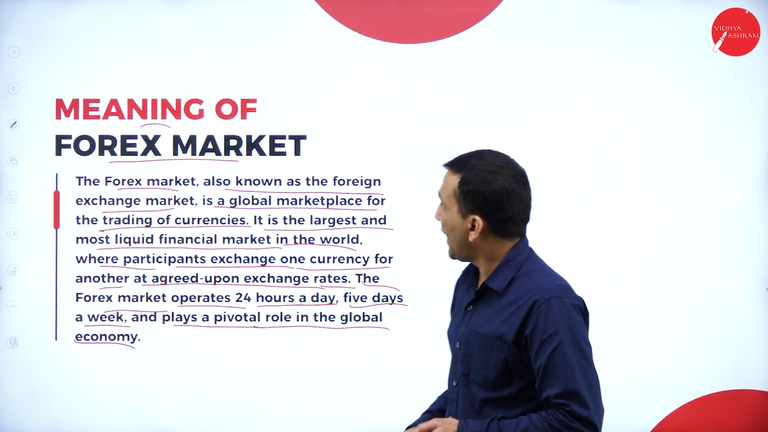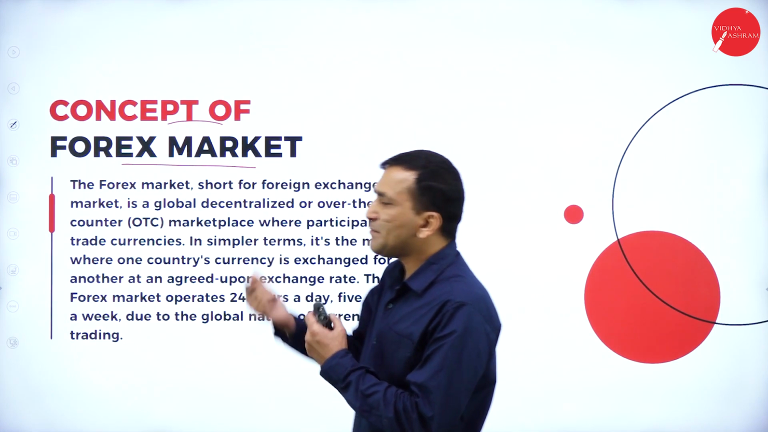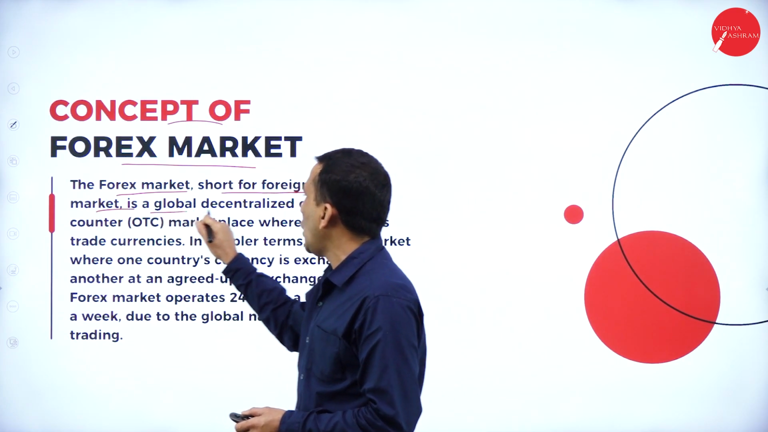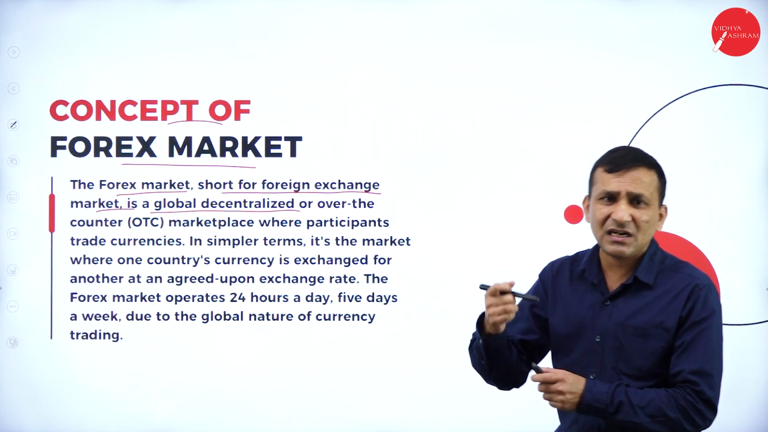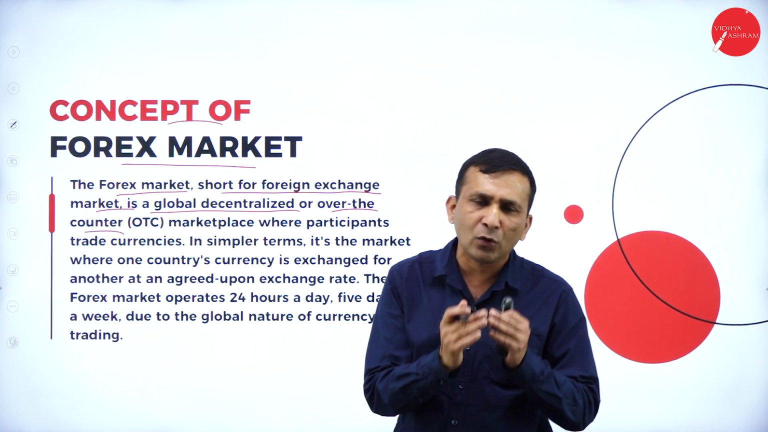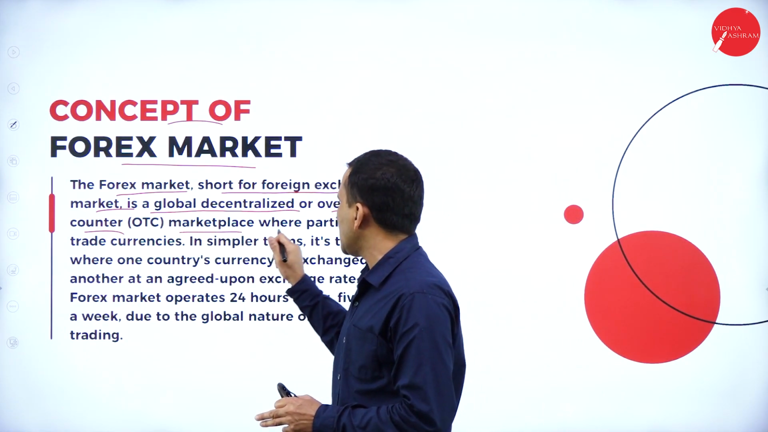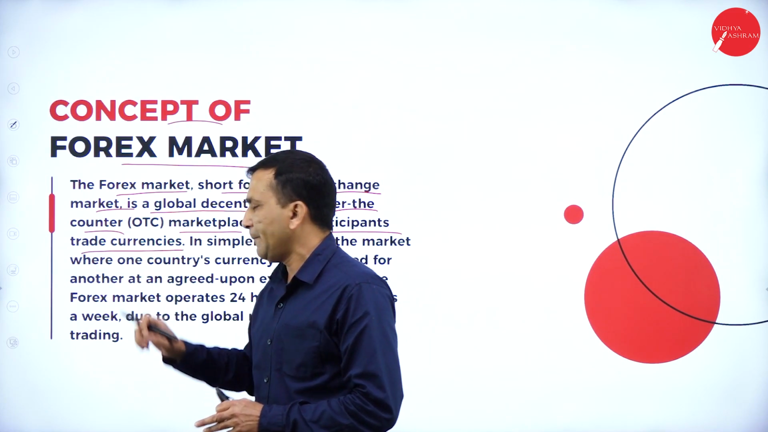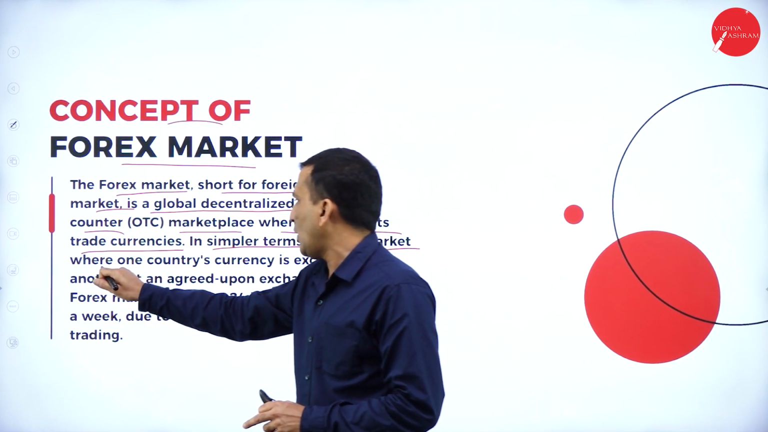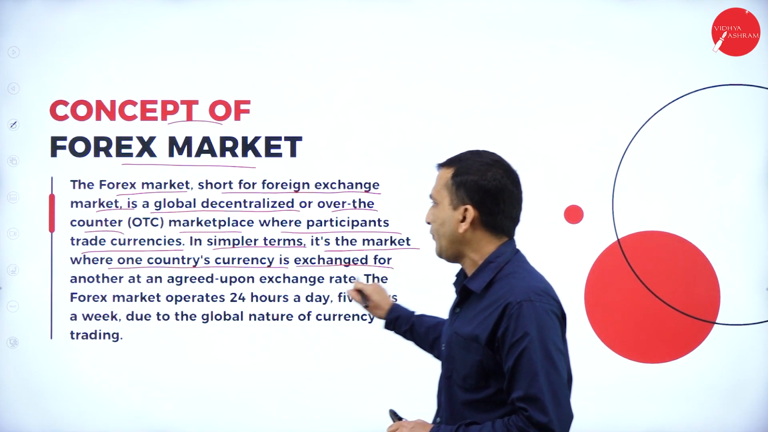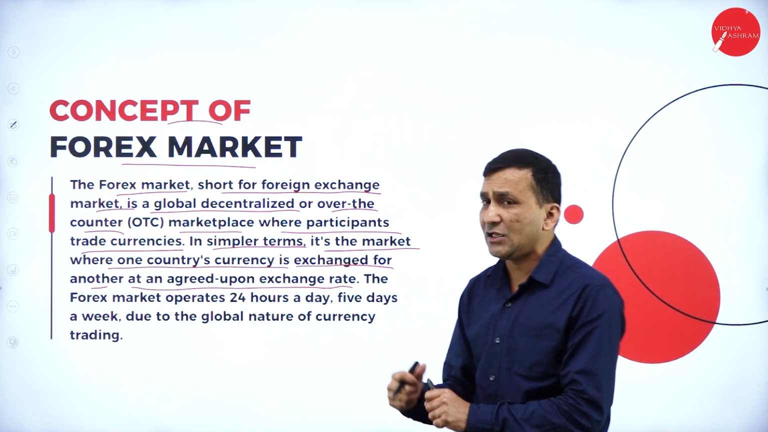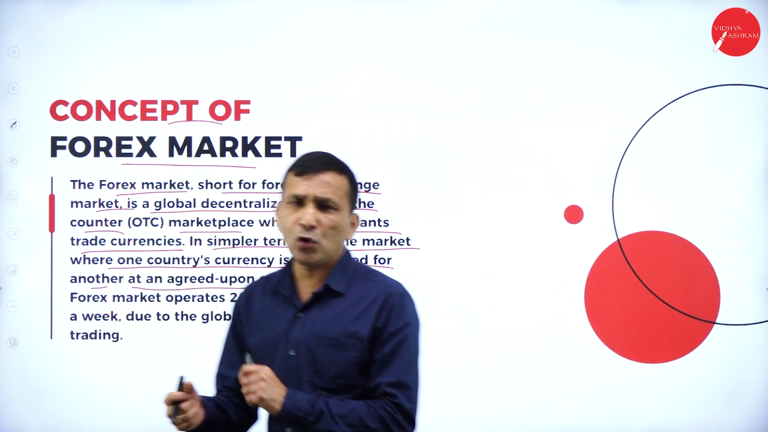This is very important. Next one, the concept of the Forex market. The Forex market, short for the foreign exchange market, is global, decentralized, country to country, and over the counter, where participants trade currency. The currency will be moving. In simpler terms, it is the market where one country's currency is exchanged for another at the agreed upon exchange rate. The dollar rate, pound rate, and euro rate will keep on changing.